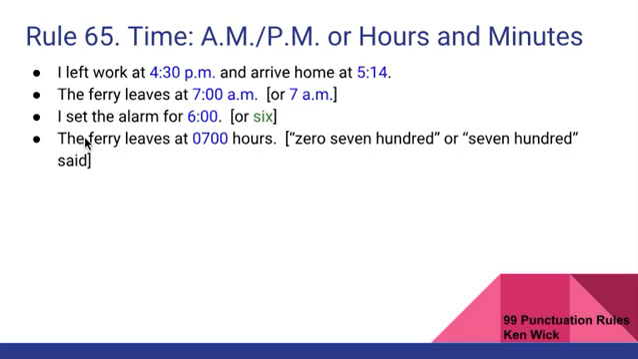Here's an example of military time. The ferry leaves at 0700 hours, or 700 hours. So write this with a 0. There's no colon. If the person says 0700 hours, or 700 hours, you write it this way, because military time is always a 4-digit number.